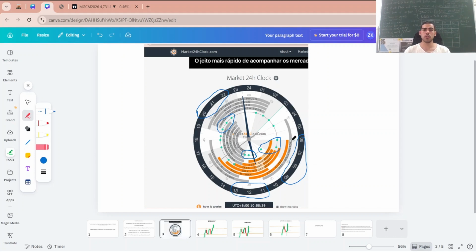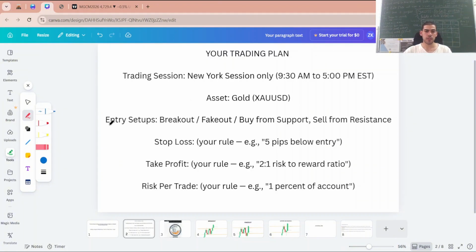Whenever you choose a specific time window, you should stick to it. When the session time is up, you should just close the chart and move on to the next day. Next, we have entry setups, which is mainly what this video is about. After you have chosen your trading session, now you have to choose which pair or asset you are trading.